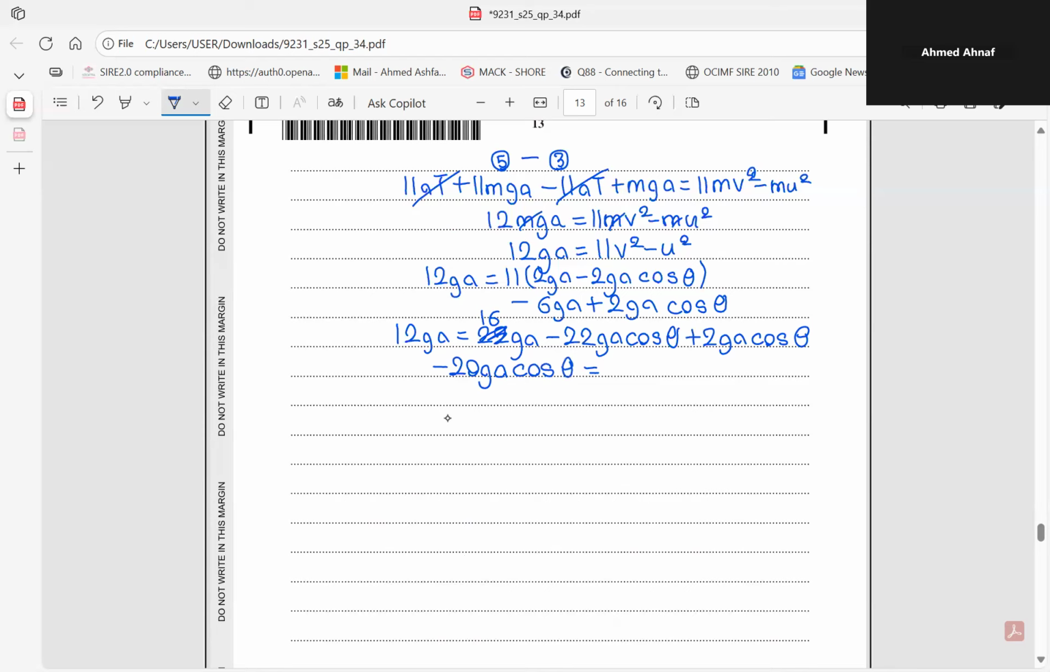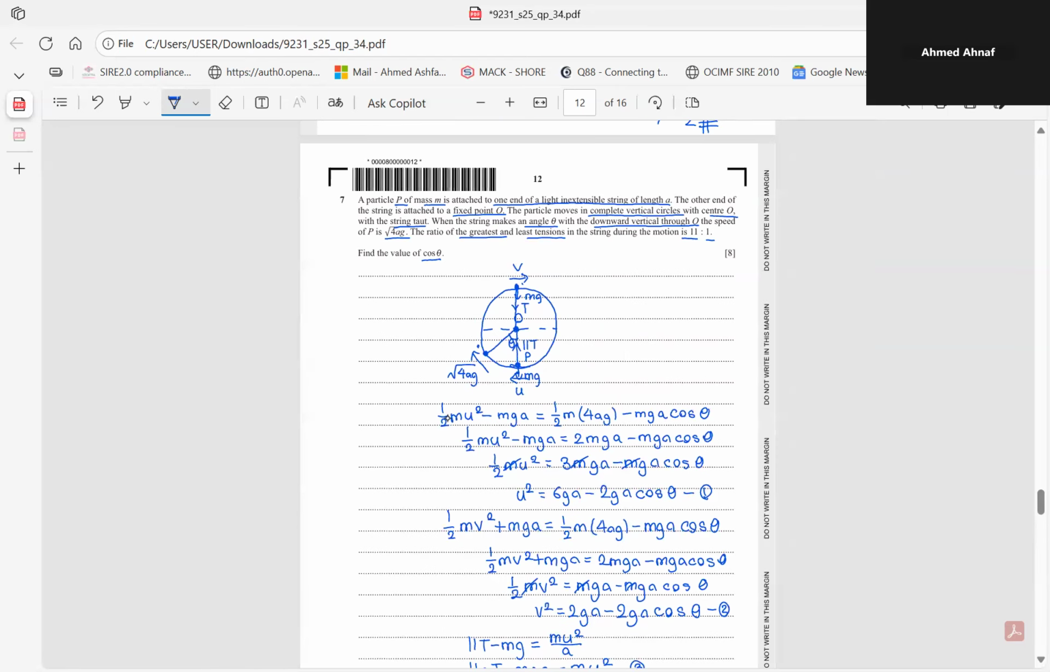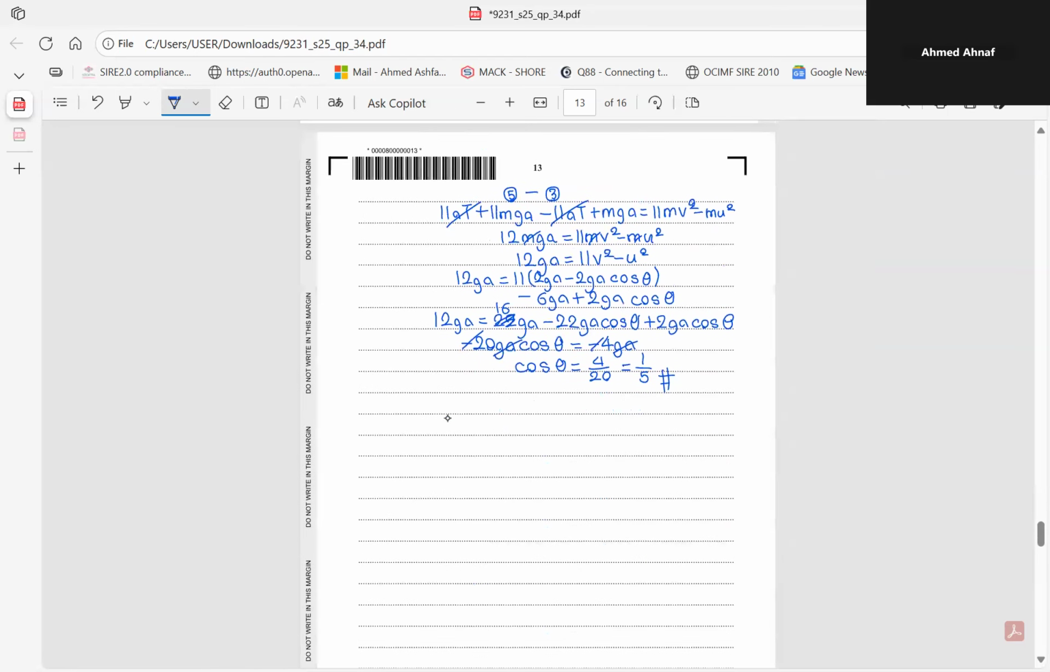And that equals 12ga minus 16ga. So minus 16ga plus 12ga, you get minus 4ga. So the negatives cancel out, as well as the ga. You will get cosine theta equals 4 over 20. And your final answer will be 1 over 5. So this is our final answer for this question. Cosine theta equals 1 over 5.